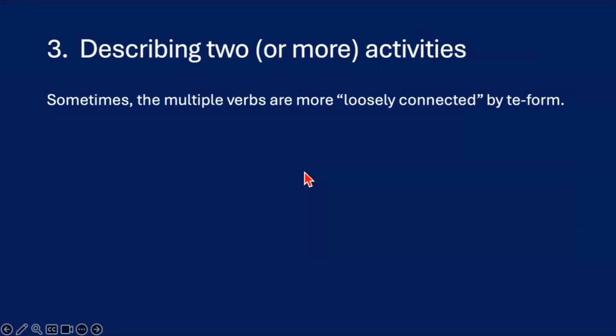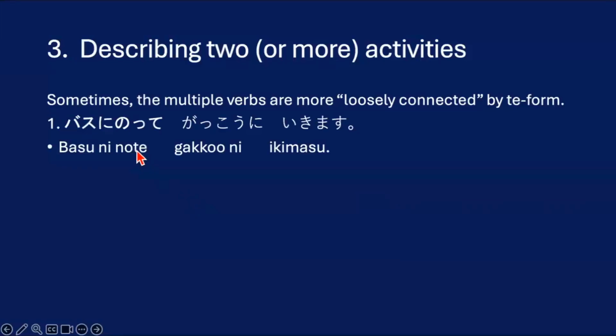And sometimes multiple verbs are more loosely connected by te form. So you can say, of course, I did number 1 action, number 2 action, and number 3 action, so they happen or happened in sequence. However, you could say something like this. バスに乗って学校に行きます. So you ride a bus and go to school.